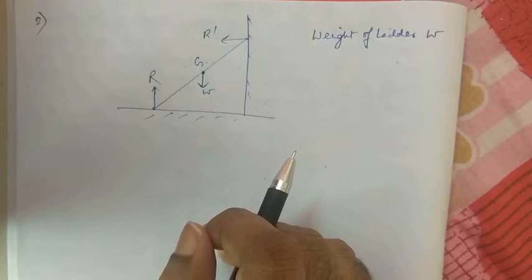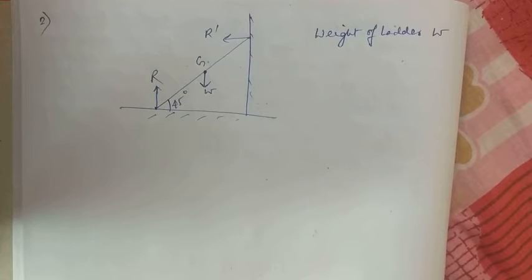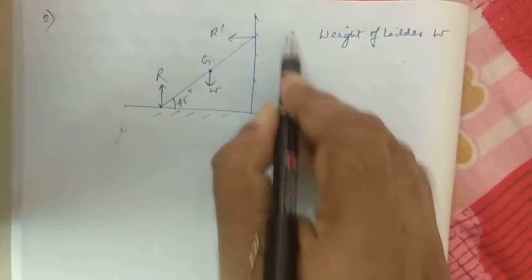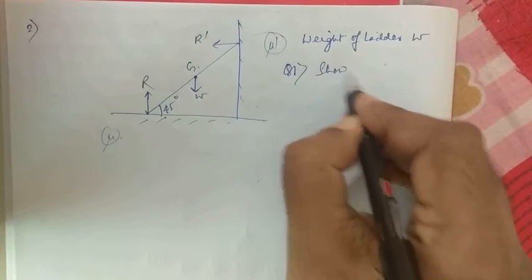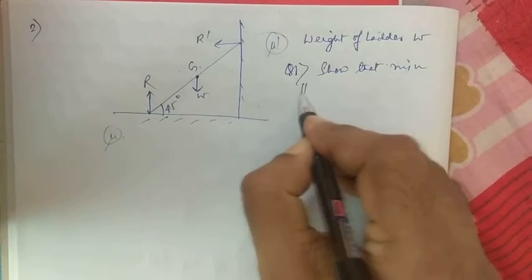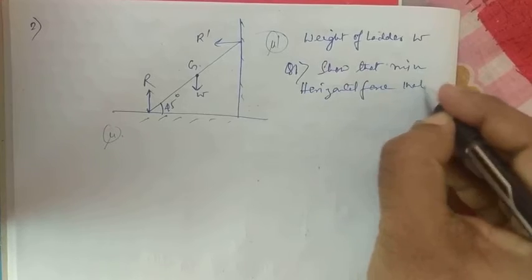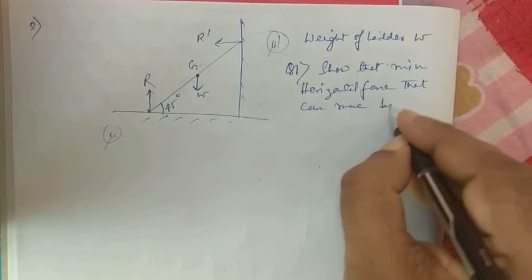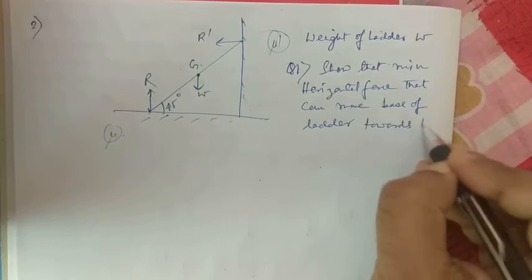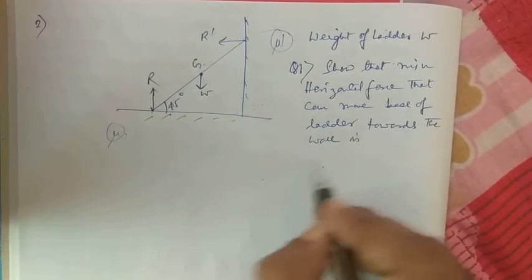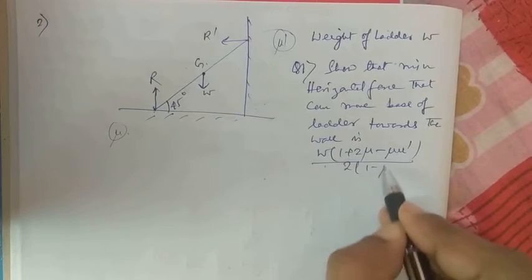It is inclined at an angle of 45 degrees with the horizontal. So this angle is 45. Coefficient of friction of the ladder with the floor and the wall are mu and mu dash. So here it will be mu and here it will be mu dash. Now the question is, show that the minimum horizontal force that can move the base of the ladder, that means this base, towards the wall, is W into (1 plus 2 mu minus mu dash) by 2, into 1 by mu dash.